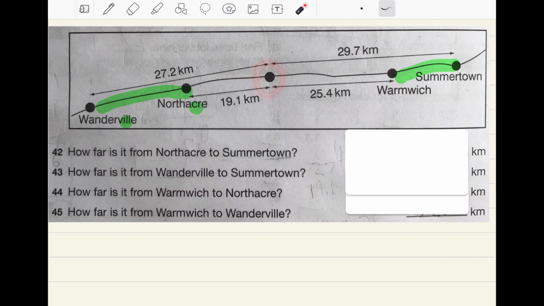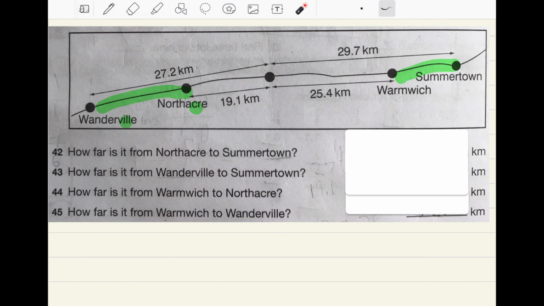Wonderville to this dot is 19. Oh wait, no. Wonderville to this dot is 27.2 km. I know that because there is an arrow pointing there. But here there's no arrow pointing, so we don't know the length from Northica to Wonderville.